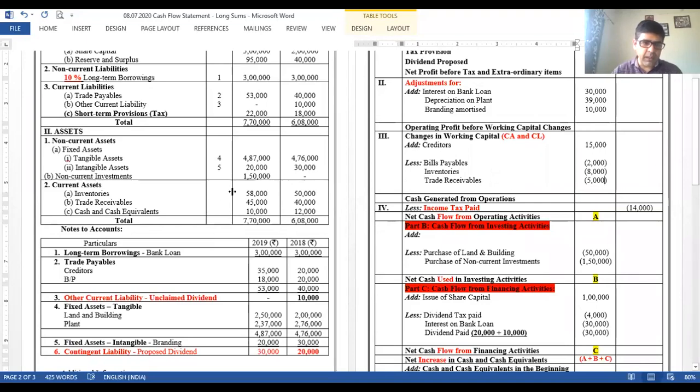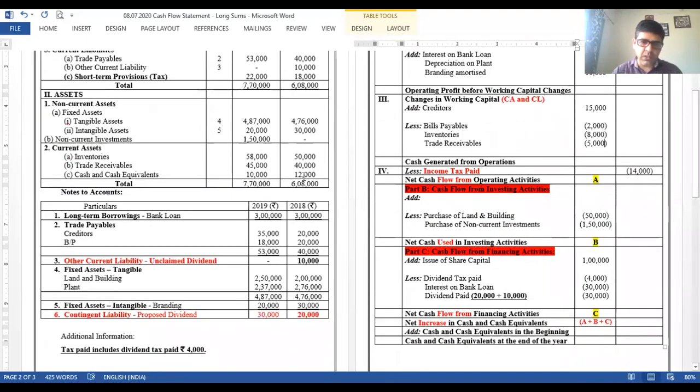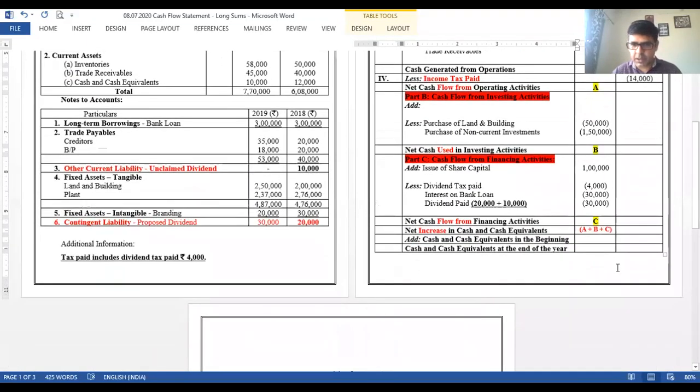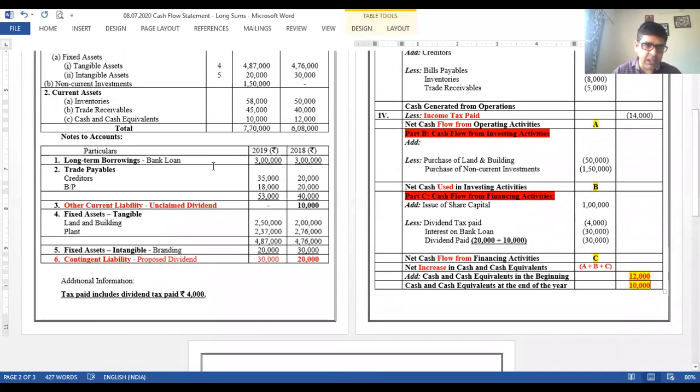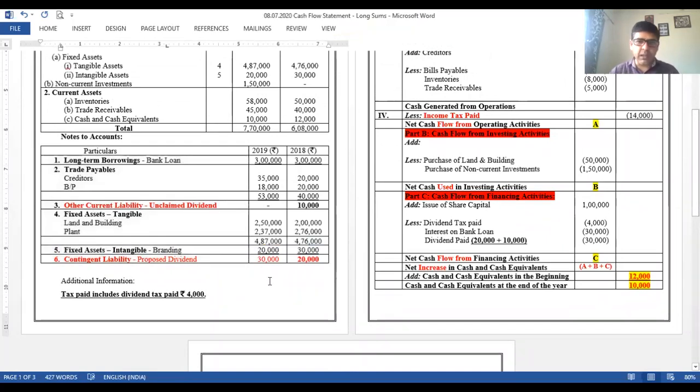Okay. Finally, we have cash and cash equivalents, 12 and 10. Let me put it as opening and closing. Opening is 12, closing is 10, right? So we are done. Okay, after the balance sheet, we need to have a check on the notes to accounts also: bank loan, creditors, unclaimed dividend, pending proposed dividend is also done. Okay, so basically we are done with the sum.